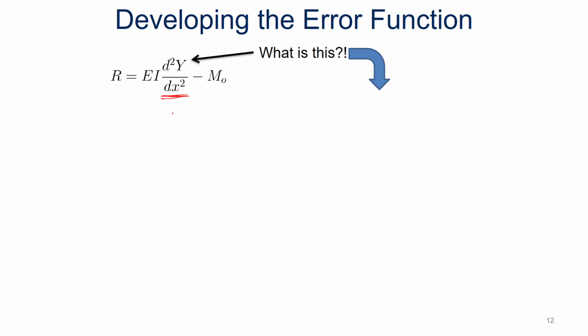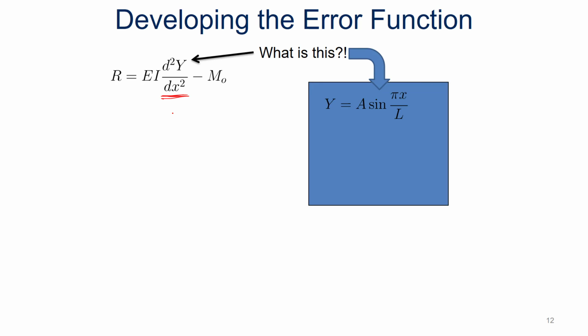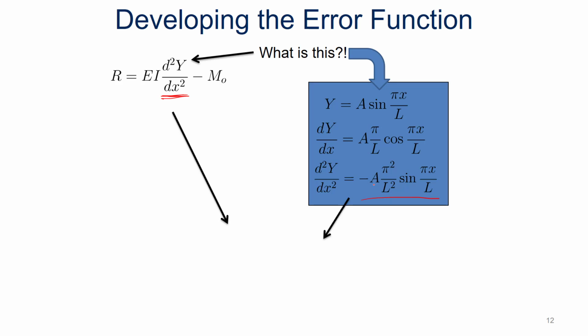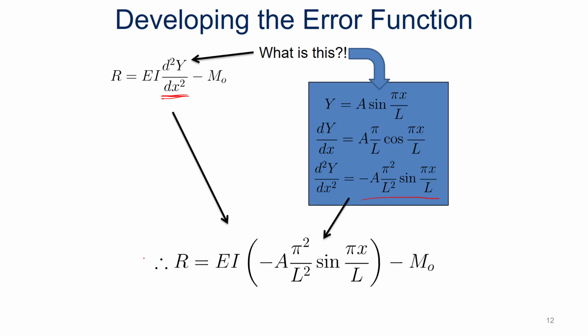So that step there is we take our assumed solution, our y, is equal to a sine pi x over L. And we're going to do the first derivative and then the second derivative. Right, and now we're just going to substitute our function we just came up with, for the second derivative, into our residual function here. Right, so this is the second derivative of y with respect to x. Right, so that's our residual function.